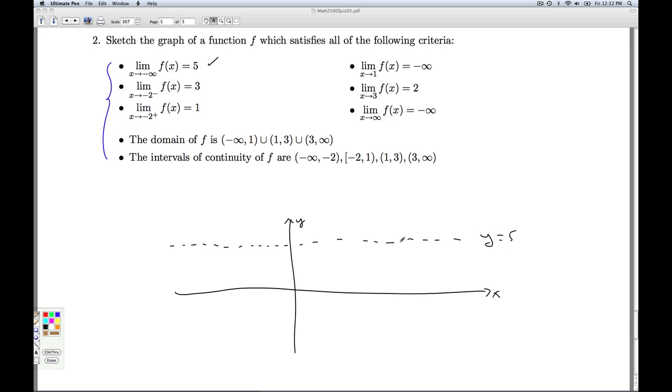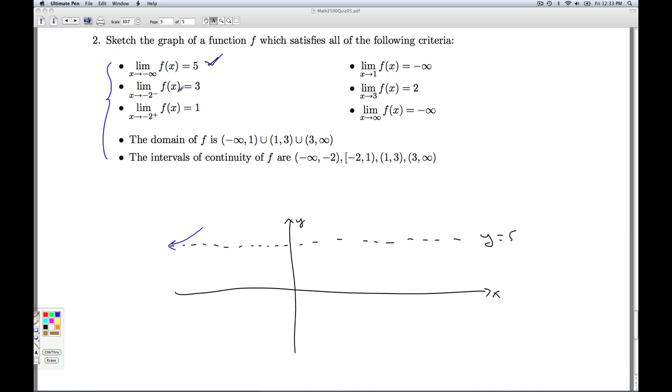Y equals 5. Now, it doesn't tell me how I'm approaching 5. I don't know if it's coming in like this or if it's coming in like this. All right, I don't know, so I'll just pick one and live with it. So I'll say it's coming in this way. Okay, so that's taken care of.